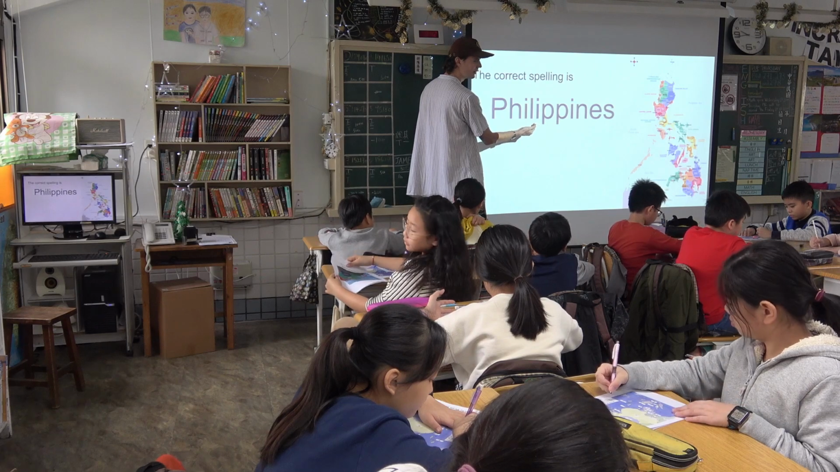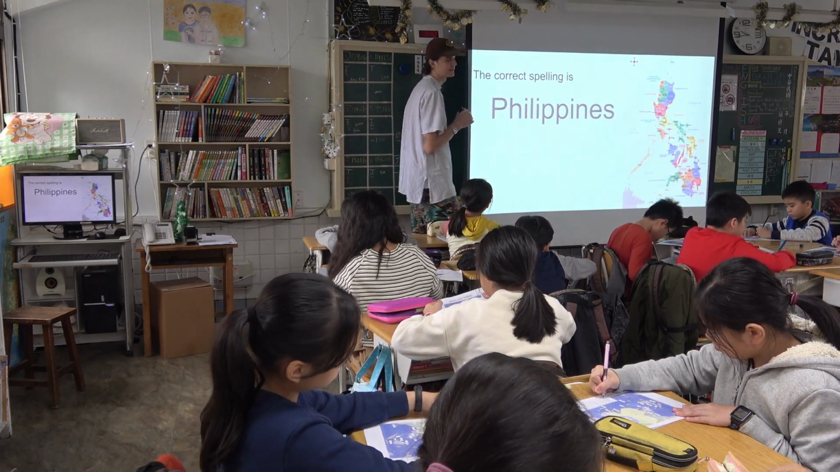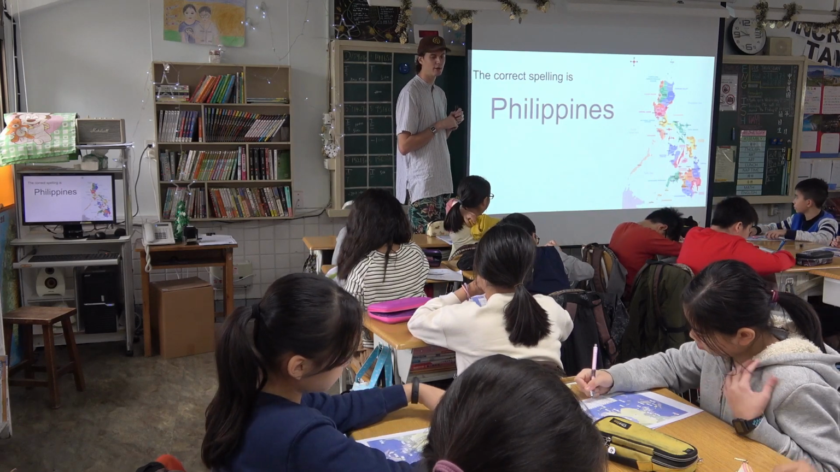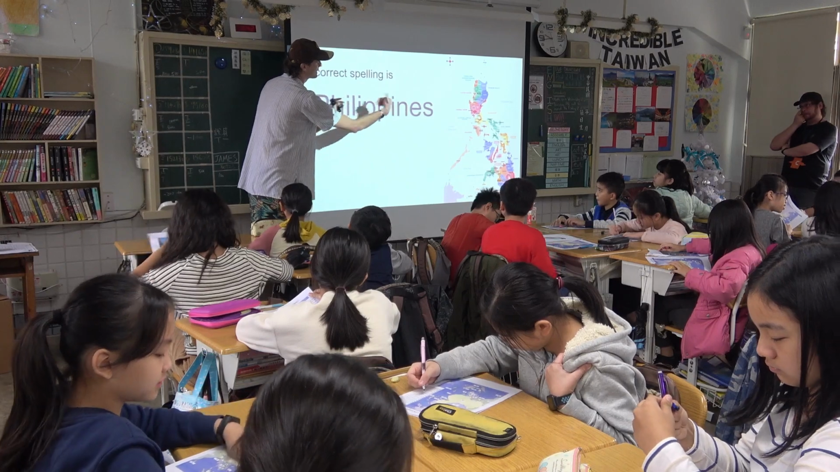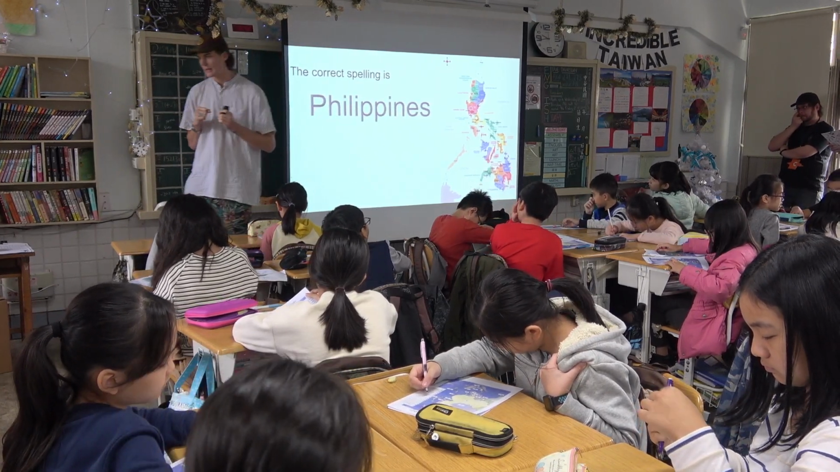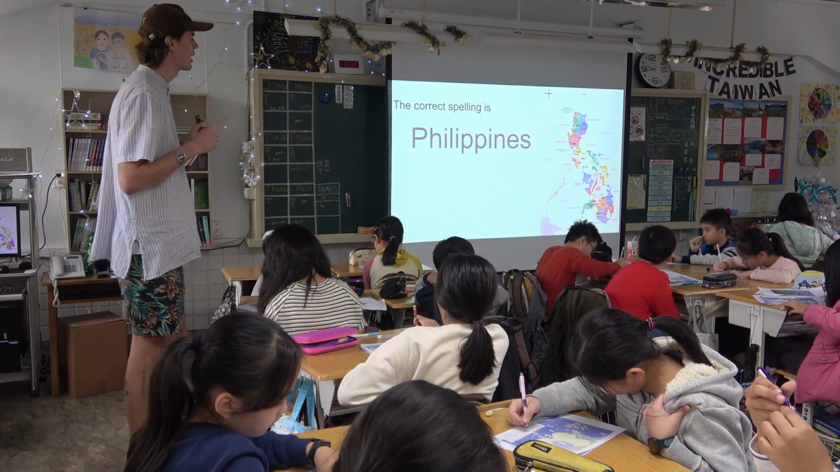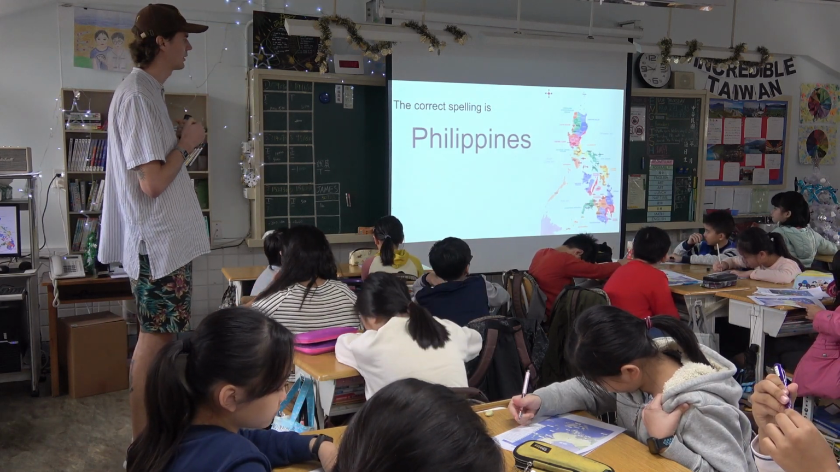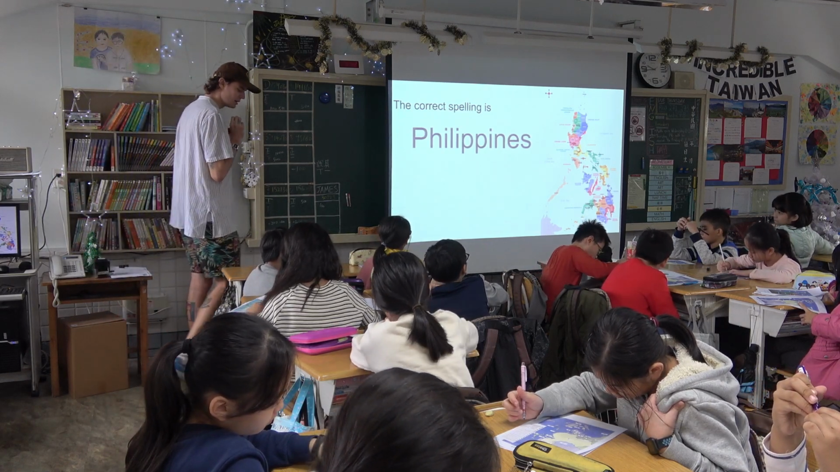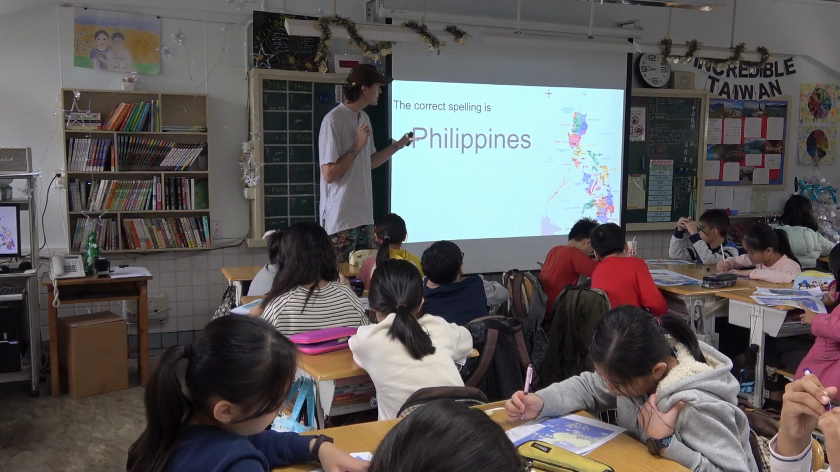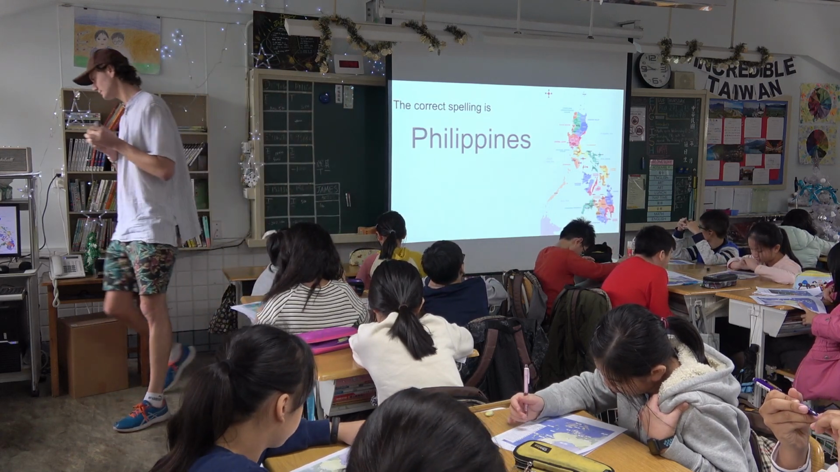P-H-I-L-I-P, like Philip. Philip with 1 L. And then Pines, P-I-N-E-S. It's one of the hardest countries to spell. But if you can remember Philip Pines, then you will remember Philippines. I told you yesterday that it had 1 P in the middle, and I was wrong. It has 2 P's in the middle. Okay? So I wanted to talk about this to make sure everybody has the correct spelling. P-H-I-L-I-P, P-I-N-E-S.